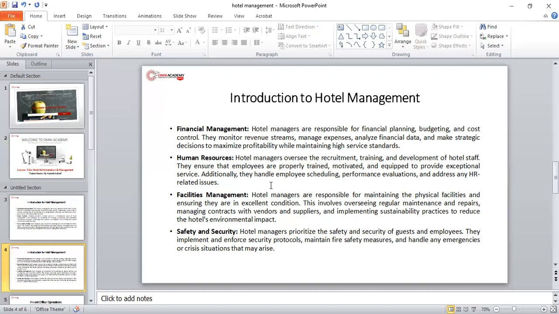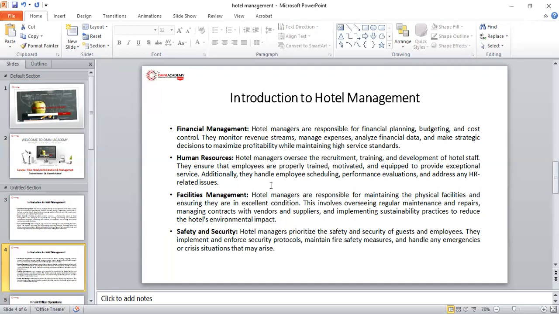Even the market trends too. Human resource, why is it very important? We have the recruitment, and we have the training and development of hotel staff, the employees, the front desk. If the chef and the waiter are there, we have to hire those people, and we have to train them according to the job description, job analysis, and job specification.